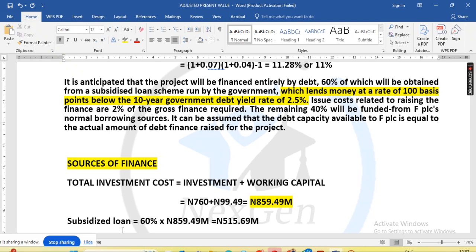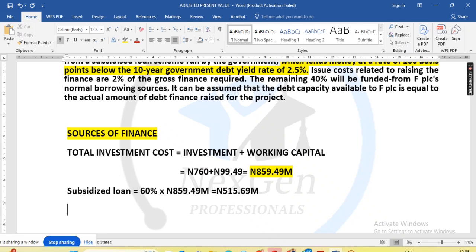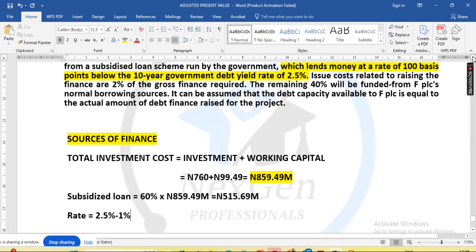20 basis points means 20%. 5 basis points means 5%. 10 basis points means 10%. Now, it will be below 2.5. So, therefore, the interest rate will be equal to 2.5% minus 1%, because it is 100 basis points below.